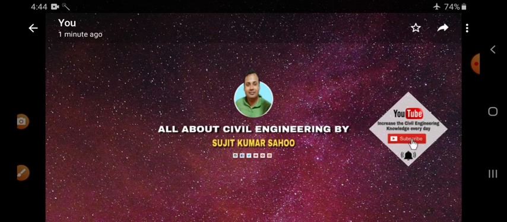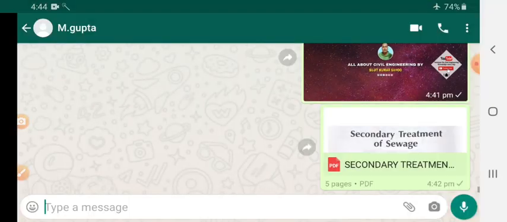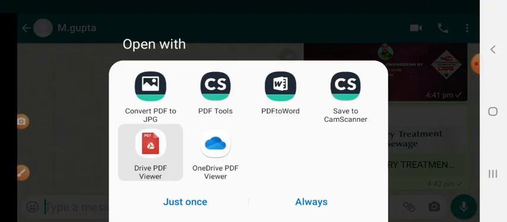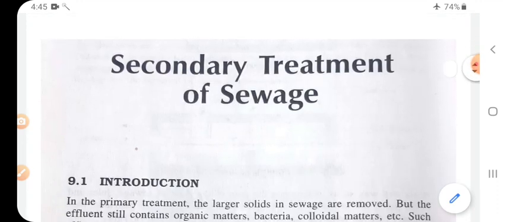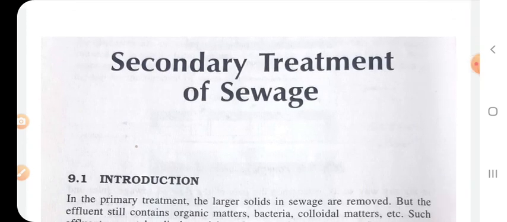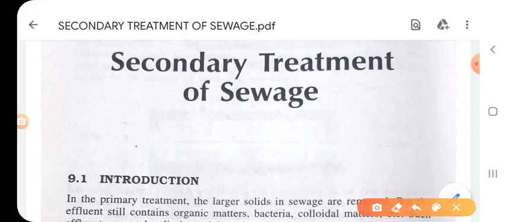Environmental engineering is divided into two sections: water supply and wastewater engineering, also studied as sanitary engineering. Today's topic is secondary treatment of sewage.